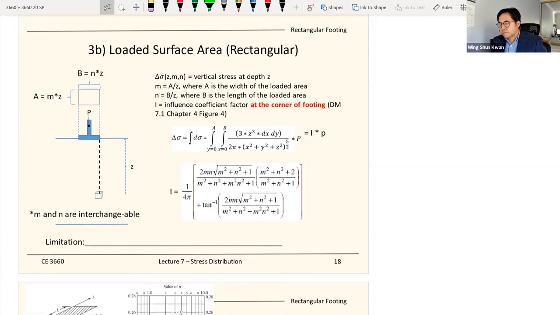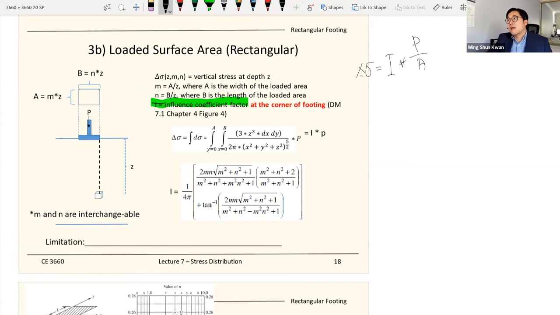But using a similar approach to circular footings, some closed form solutions can give us more reliable results. And the same idea, we want to find out the influence factors. If we can find these influence factors, the distributed stress will equal the influence factor times the loading divided by the area.